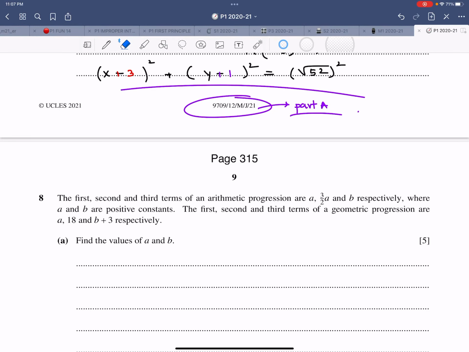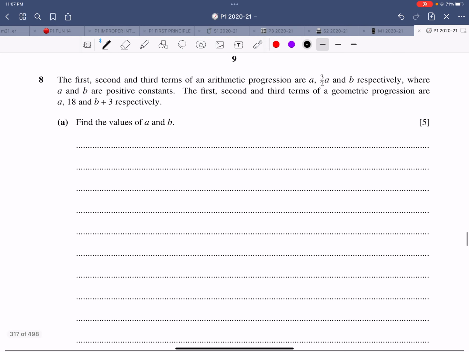Second part of the review of this particular paper, that is P1 second variant of June 2021. Now this particular question is about AP, it's about GP. Let's get started. It says the first, second and third term of an arithmetic progression, the first three terms are a, 3 over 2a and b respectively. And then the first, second and third term of a GP, geometric progression, are a, 18 and b plus 3 respectively.